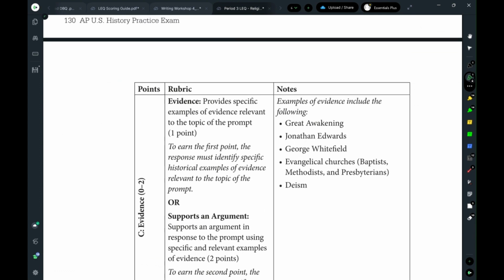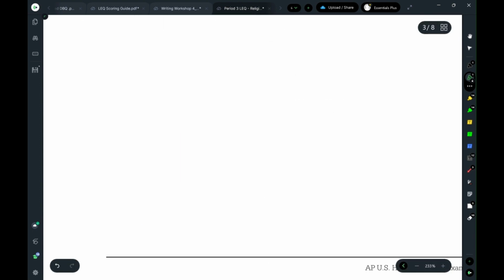So here's some examples of evidence. I can go further. Some of these things you should be familiar with: Great Awakening, Jonathan Edwards, George Whitefield, evangelical churches like Baptist, Methodist, Presbyterians. For instance, this is not specific, but this is. So that's a good example. If you said evangelical churches were forming, that's not specific. But if you said Baptist churches were forming, that would be specific. If you said there was a religious awakening, probably wouldn't give that to you. But if you said it's the Great Awakening, I would. Hopefully you see the difference in that.